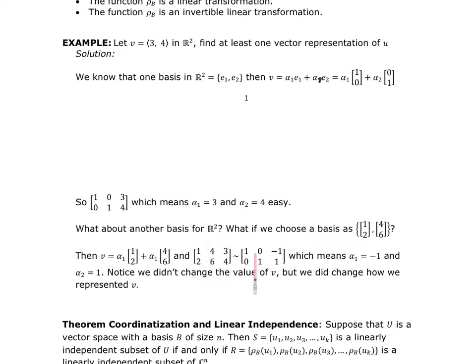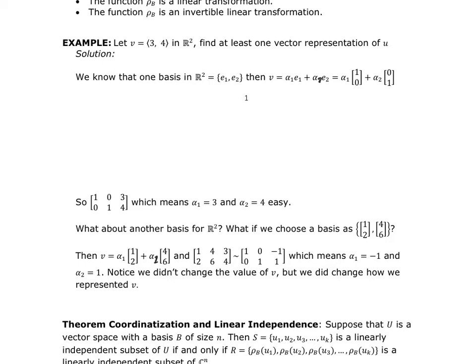What about a different basis? Well, if we choose the points that we had, which are (1, 2) and (4, 6), as our basis, all we have to do is make sure that these are linearly independent, and we'll know that'll be another basis for R2. Then v has to be alpha 1 times that first vector, plus alpha 2 times my second vector. So what I end up with is augmenting on, here's my (1, 2), (4, 6), and here's my vector. Alpha 1 would be negative 1, and alpha 2 would be 1.